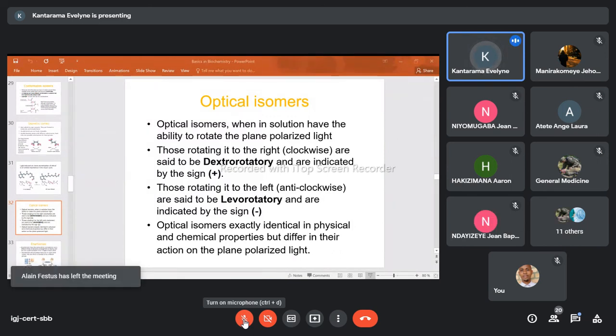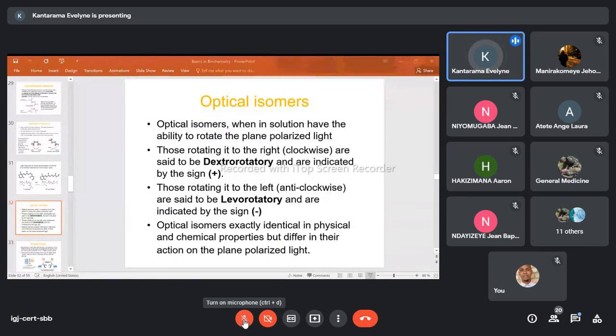Those rotating the light to the right, I mean clockwise, are said to be dextrorotatory, and they are indicated with a positive sign. And when in solution, we have a substance, and the light passes through that solution, and the light turns to the left, I mean anti-clockwise, that substance is called levorotatory, and it is indicated with the negative sign.